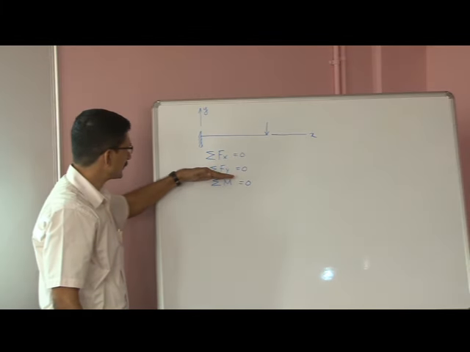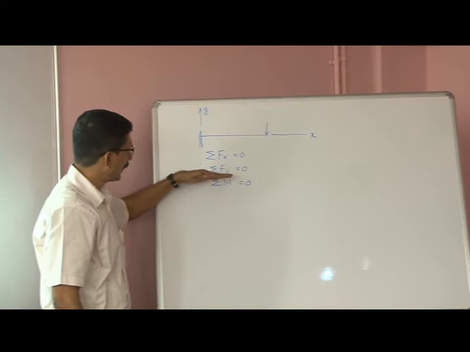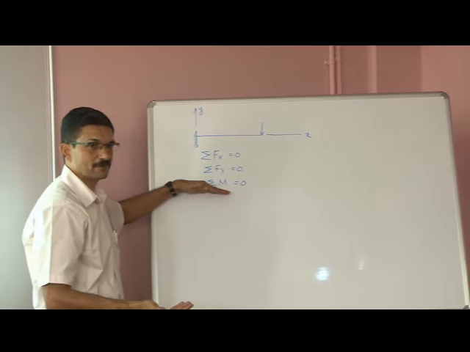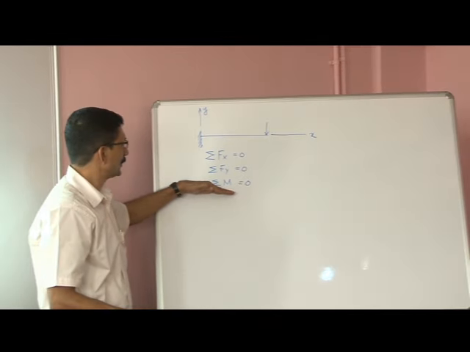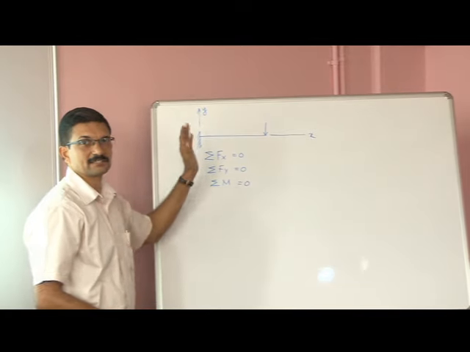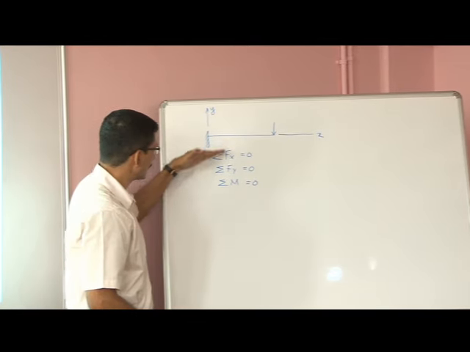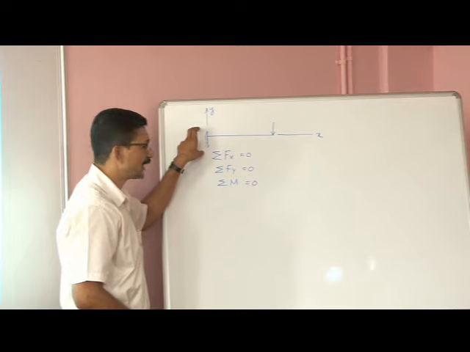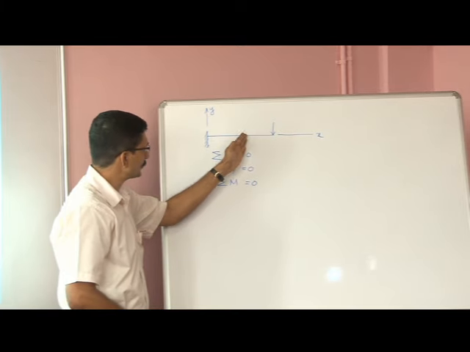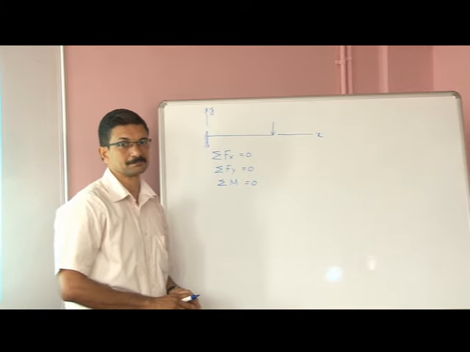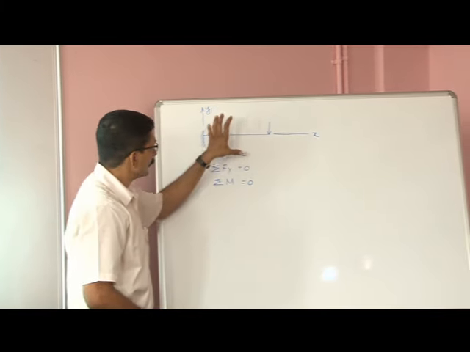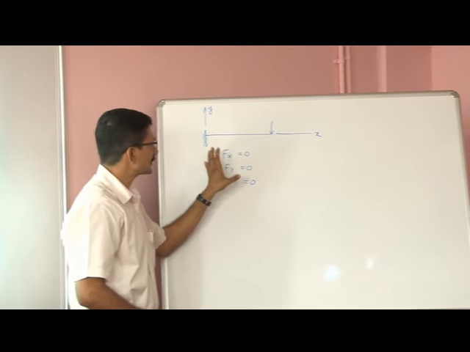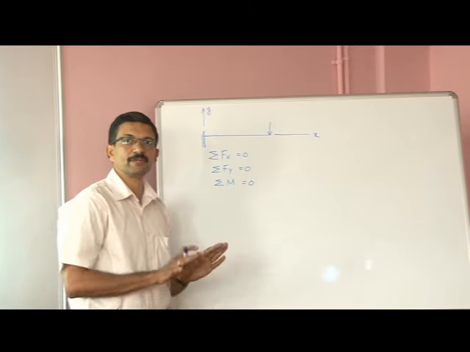The algebraic sum of the force components along the y direction is equal to 0. And the algebraic sum of the moment components, or moments of the force components, with respect to any point in the plane is equal to 0. That is essentially the equations of equilibrium. With the help of this, you can find out the reactions, the shear forces, and the bending moments. Right. So, if a structure is statically determinate, you can analyze it with the help of equations of equilibrium alone.